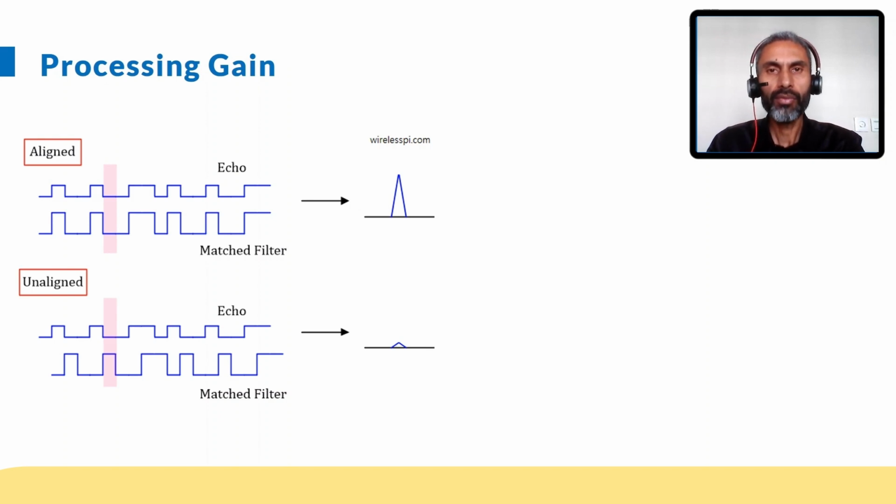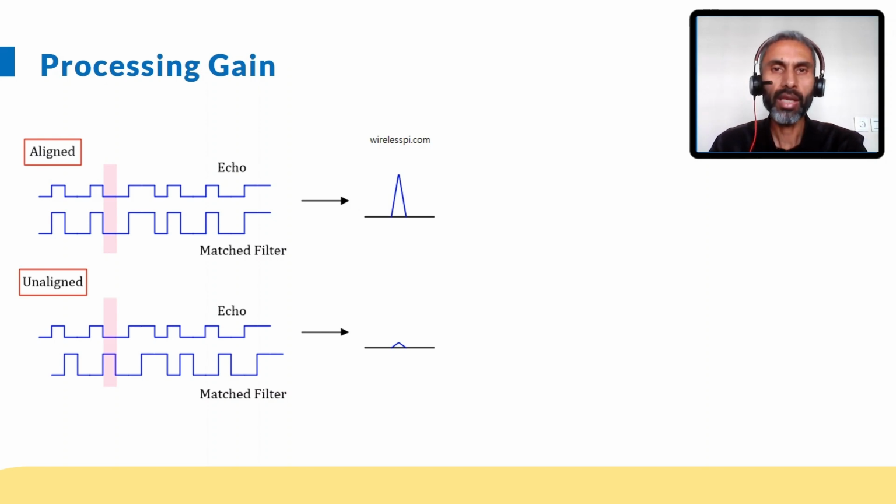On the other hand, for an unaligned case, this minus one is multiplied with a plus one, with a minus one, and so on. So essentially, we have a random stream of ones and minus ones. And when we add them all up during the integration process, we will have a low number. This is the idea behind processing gain.